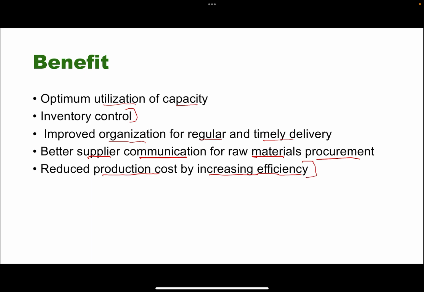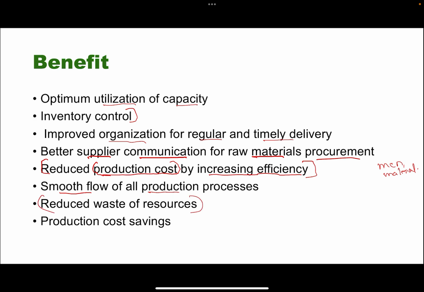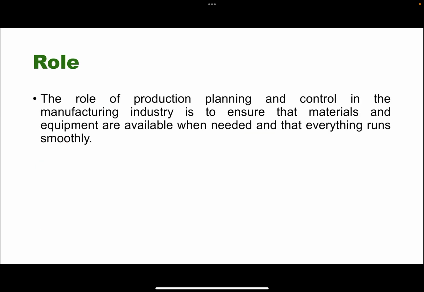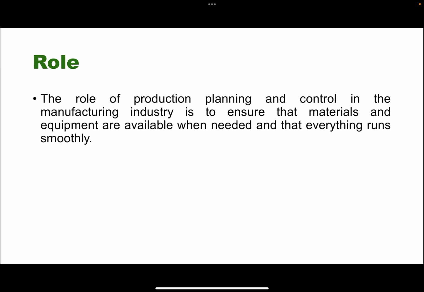This is one added benefit, because we are making optimum utilization of all the resources. So we make optimal utilization of materials and other resources. It will ensure a smooth flow of the production process, reduced wastage of resources, and also help in production cost savings. So these are the benefits of production planning and control. Its role in the manufacturing industry is to ensure that the materials and equipment are available when needed and that everything runs smoothly.